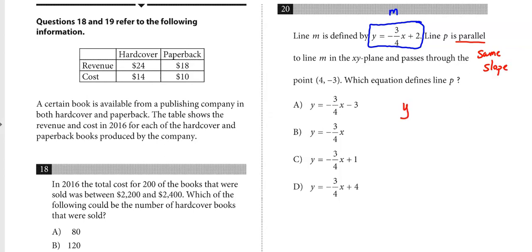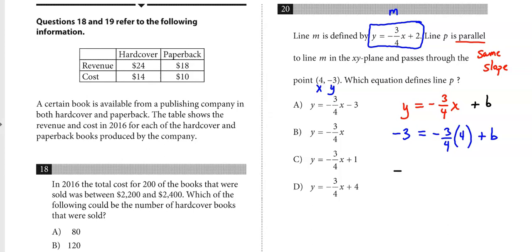So I know my equation is going to be y equals negative 3/4 x. All right, but I don't know the y-intercept. But I do have a clue. They say, hey, this point, this x, y, makes my equation true. It lives on line P. So let's plug these values in and solve for B. So negative 3 equals negative 3/4 times 4 plus B.